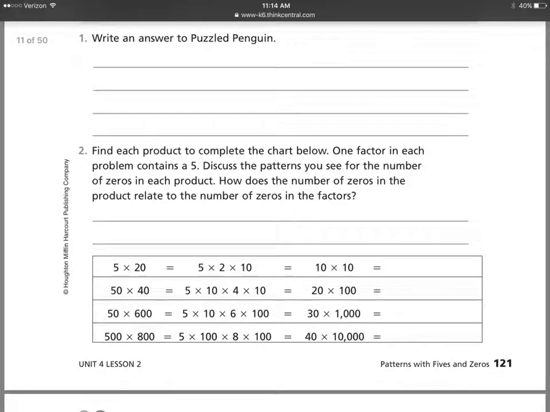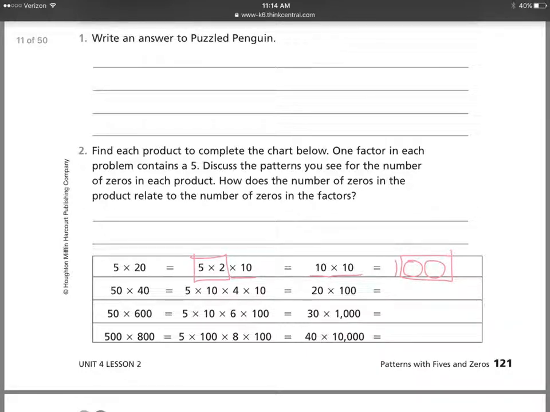On page 121, number 2, they're asking you to find the product to these questions down here. With each of these questions, they're breaking them down. And so 5 times 20, they're breaking it down into 5 times 2 times 10. They're taking the 2 and breaking it down into 2 times 10, which is the same thing as 20. Then they're solving 5 times 2, boxing it, solving it, and then rewriting it. And then you should be solving this answer, and this one would be 100. And what we see here are 2 zeros.